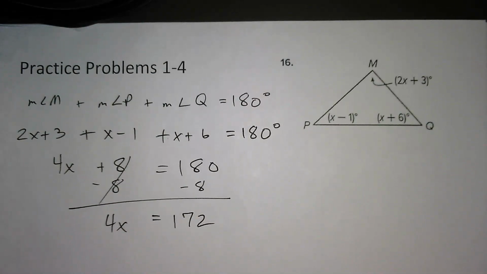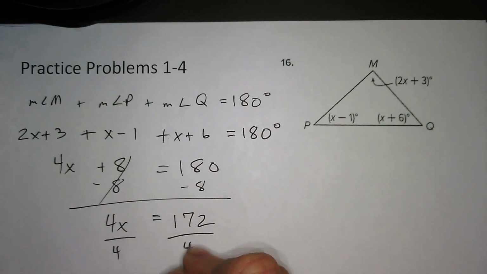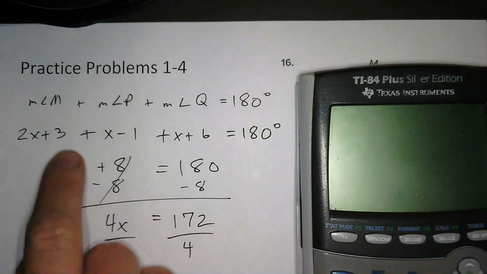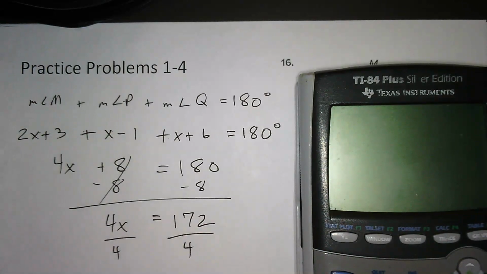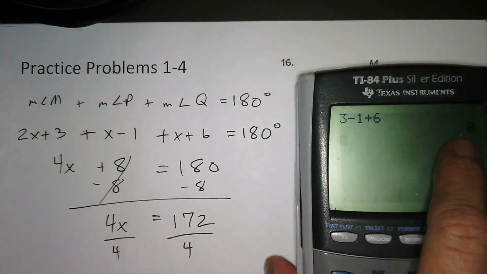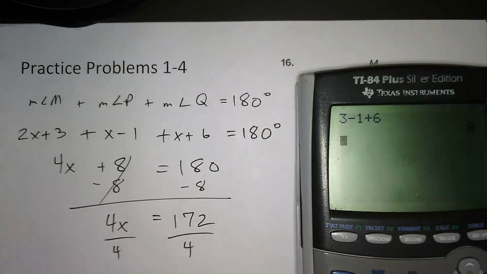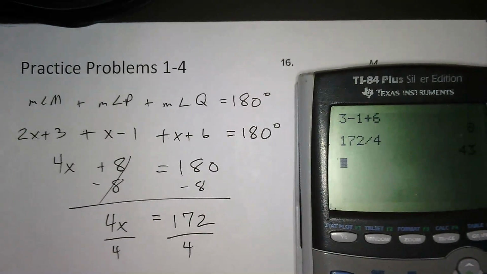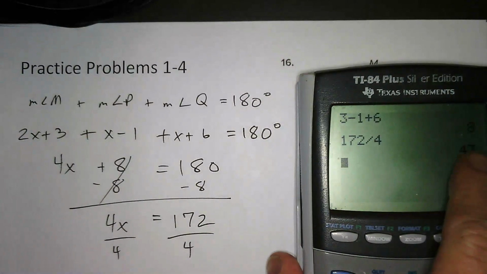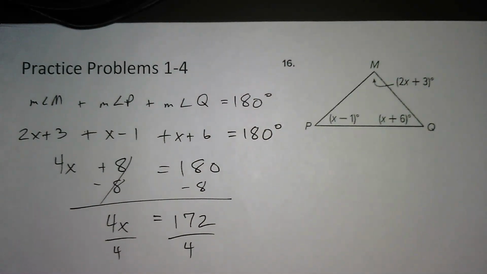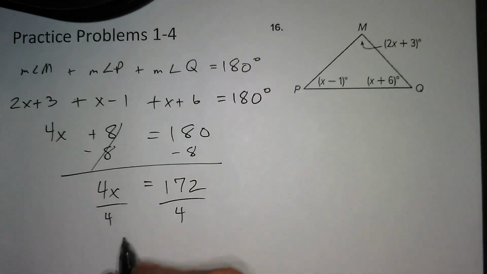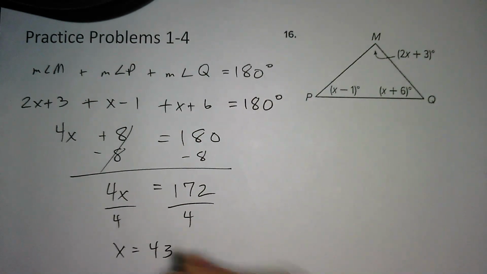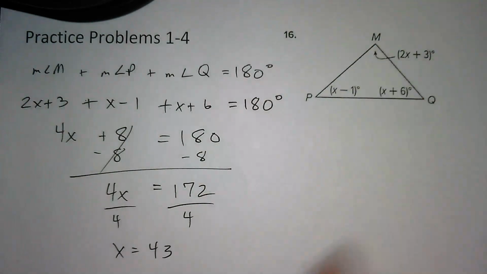Now I'll divide both sides by 4. And so far I've done all the math in my head. At any point you can certainly reach for a calculator if you're not comfortable even doing 3 minus 1 plus 6. You can do 3 minus 1 plus 6, and you can get that number right there. I'm going to do 172 divided by 4 for sure in a calculator. Okay, so my x value is 43.